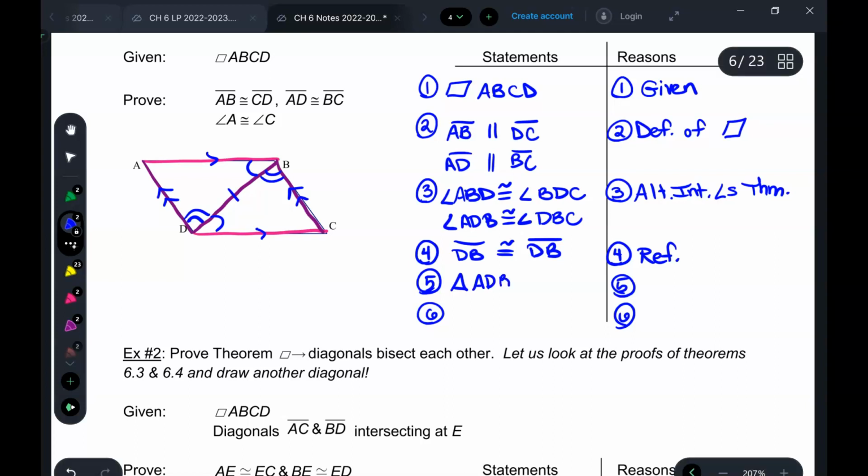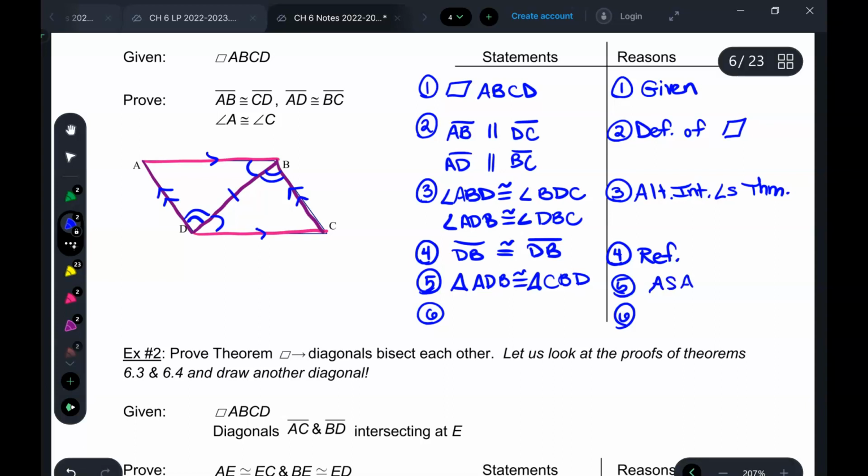So, what triangles are congruent? ABD or ADB, doesn't matter, but you have to make sure we match it on the other one, so it would have to be CBD. We need a reason. Side, side, side, side, angle, angle, side, angle, angle, side, angle, good.